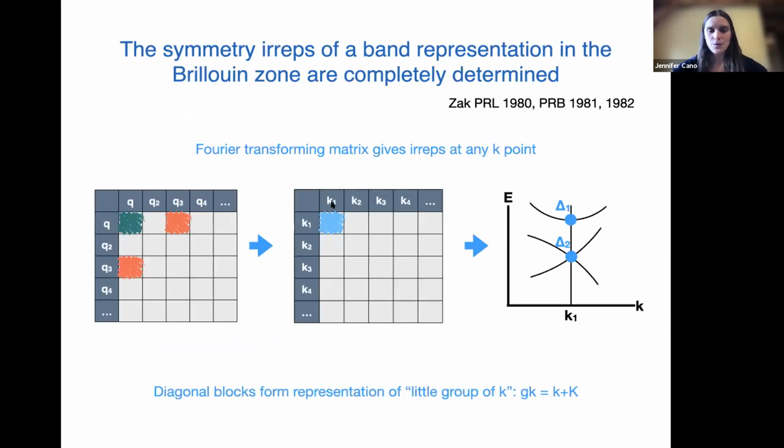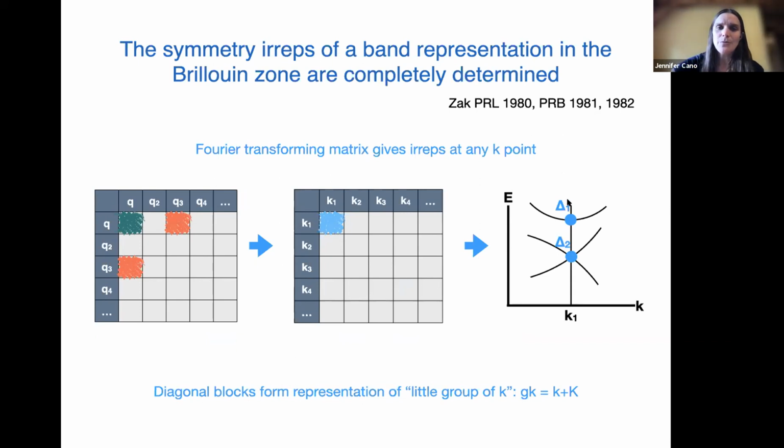If we Fourier transform this thing, then we can get an equally big matrix, which is now labeled by K points. And the diagonal blocks here are going to be elements in the little group of that K point. Whatever block is here will correspond to these labels at that K point that we were talking about at the beginning of this lecture.